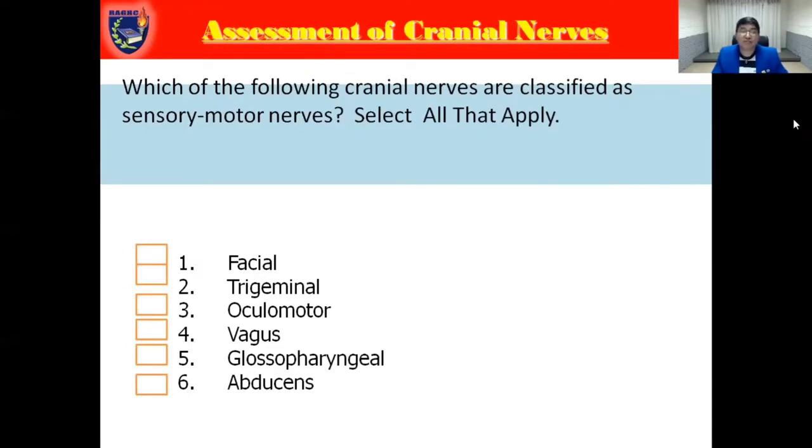Option 1, facial. So we put a check. Yes, that's a sensory motor nerve. Trigeminal. Yes, that's a sensory motor nerve. Oculomotor. No, that's a motor nerve. Vagus. Yes, that's a sensory motor nerve. Glossopharyngeal, yes, that's a sensory motor nerve. And abducens, that's just a motor nerve. So in other words, the correct answers are options 1, 2, 4, and 5.